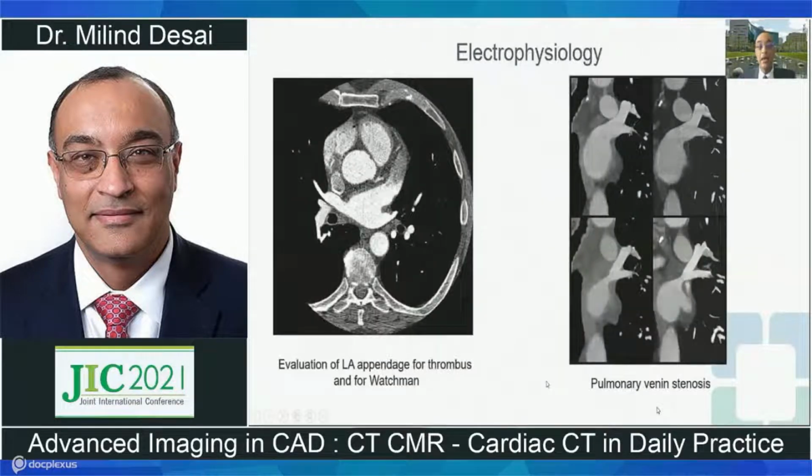Electrophysiology, again, a huge role now emerging with the left atrial appendage occluder devices like the Watchman device. CT can not only help with measurements of the annulus, of the left atrial appendage, and how many lobes there are, but it also has a very high negative predictive value for evaluation of left atrial appendage thrombus. Of course, CT plays a huge role in terms of diagnosis of pulmonary vein stenosis. The panel on the right shows a patient who developed severe stenosis after pulmonary vein isolation.